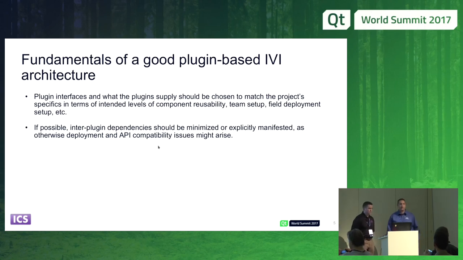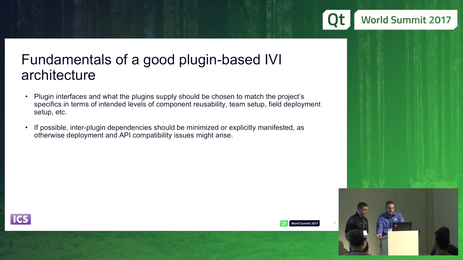So let's start by thinking about what are the things that we need to consider when designing a plugin-based IVI architecture. So firstly, we need to ensure that our plugin interfaces and the features we provide actually map nicely into the project specification. We also need to think about component reusability, our team setup, the field deployment specifics. So for example, if we're developing an IVI that we know will always run on a specific screen setup, so a specific screen resolution, there really isn't any benefit from investing in defining a plugin infrastructure that would cater to custom layouts.